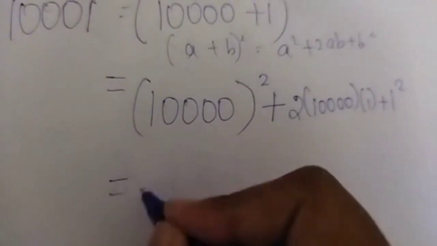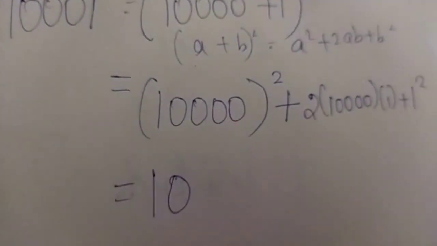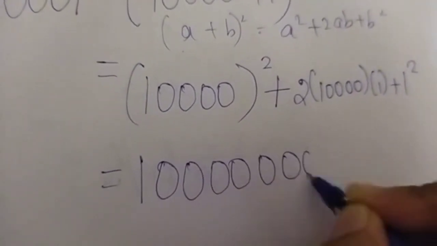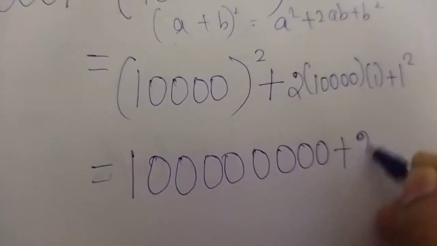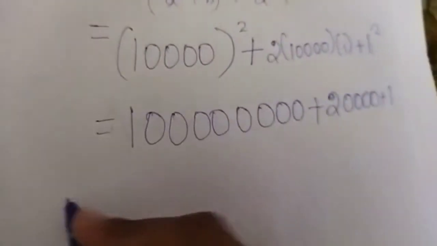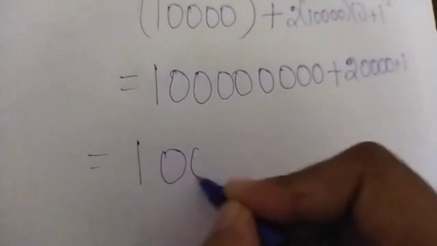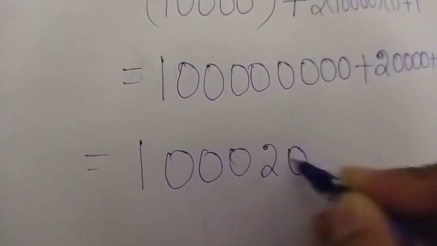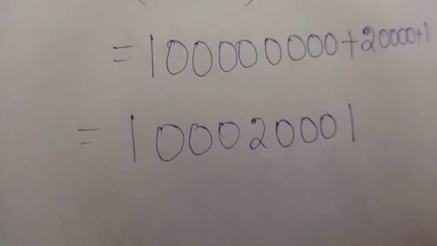So 10,000 square means we need to put 8 zeros, plus 20,000, plus 1. Adding, we get 1 0 0 2 0 0 0 1. So this is the required answer.